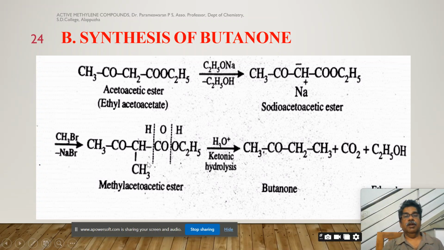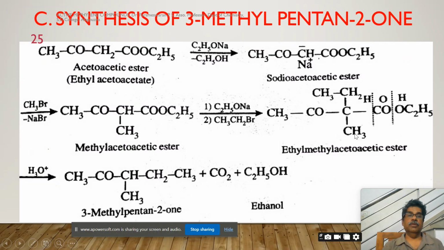Okay, now what will happen? One of the active hydrogens is replaced by CH3. Then ketonic hydrolysis. Okay, what will happen? It is converted to CH3 CO CH2 CH3, that is 1, 2, 1, 2, 3, 4. This is converted to 2-butanone, or simply butanone. Okay, you can synthesize butanone.